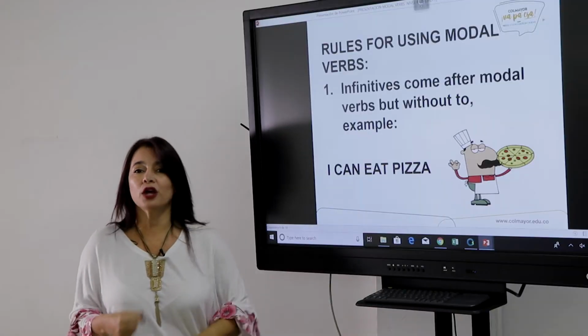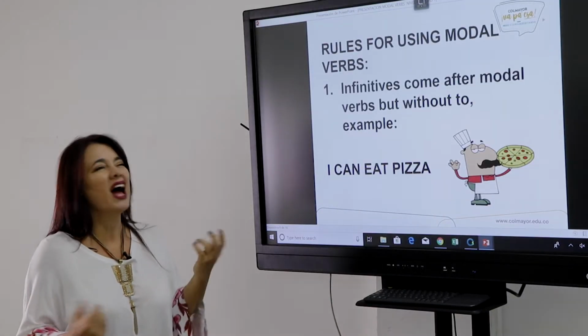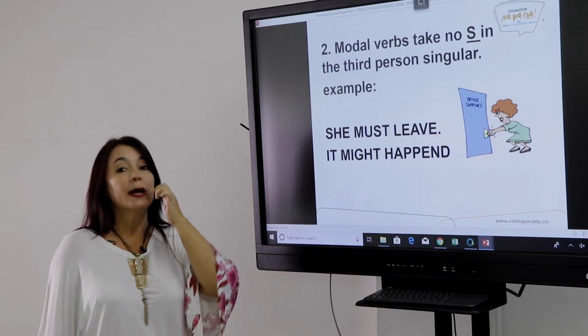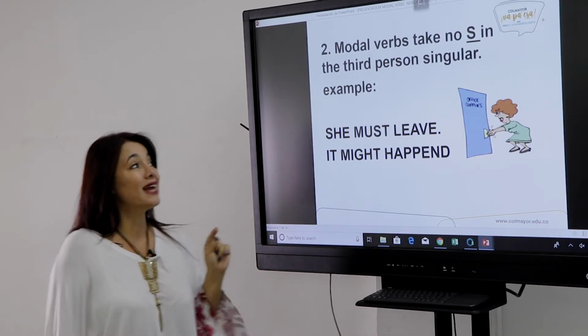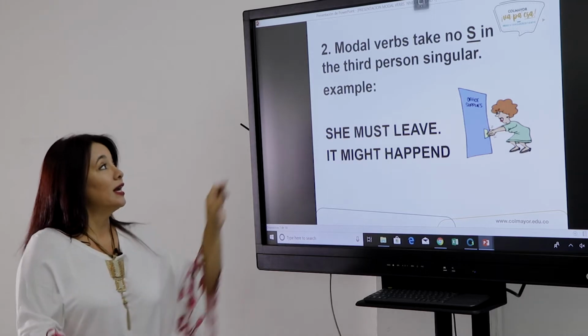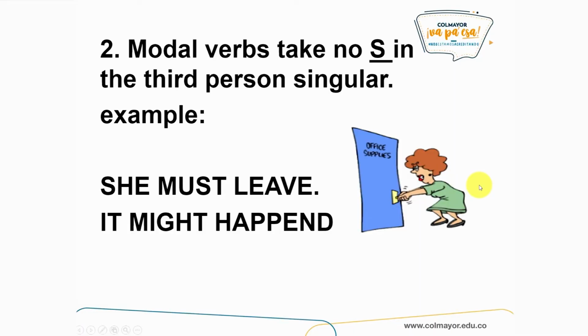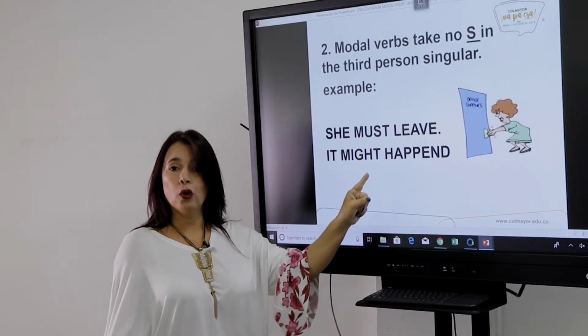Now I'm going to tell you some rules about how to use them. Rule 1: Infinitives come after modal verbs but without to. Example: I can eat pizza. Look at this sentence, we don't have to there, it is without to. Second rule: modal verbs take no S in the third person singular. For example, she must live. It might happen. No S, no S.